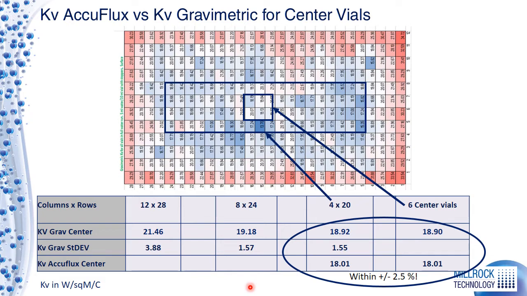So let's compare the heat flow measurement versus the gravimetric. We look at the 4x20 Kv gravimetric here of 18.92, and we compare that to our Kv Accuflux that we measured in situ here, and we have 18.01. If we just look at the 6 center vials where the actual sensor was, it's 18.90 versus 18.01. Extremely good correlation here between the two readings.